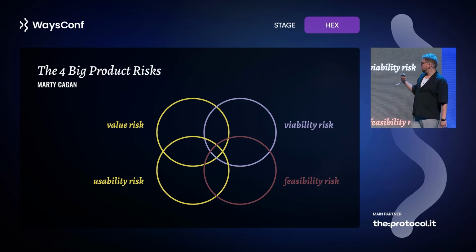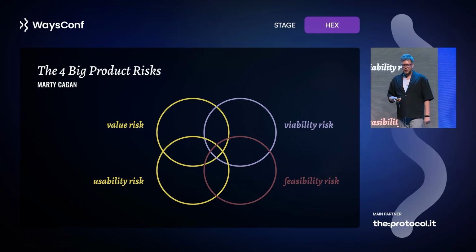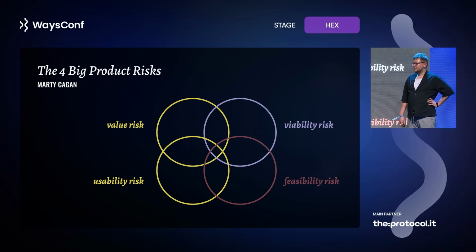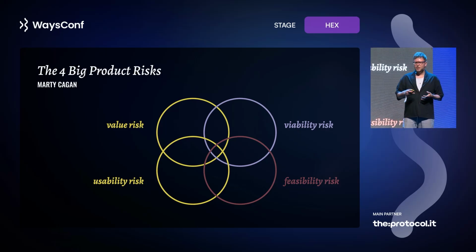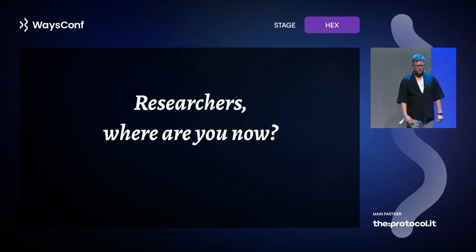So value and viability would be the domain of the product manager. Usability would be the responsibility mainly of the designers. And feasibility would be the responsibility of the engineering team. There are some problems with this diagram. The first one is that instead of creating innovations, we are trying to mitigate the risk, which I don't really like. The second thing is that with the roles defined in that way, there is no place for researchers.